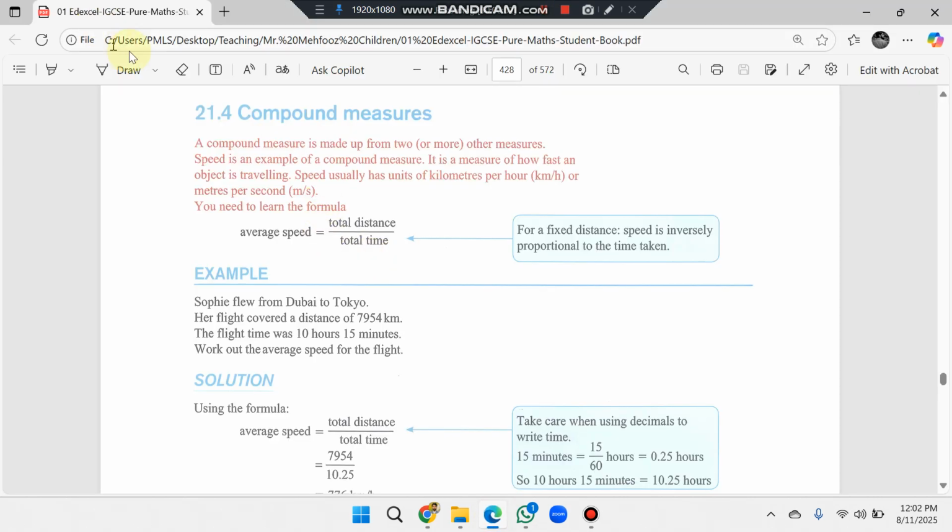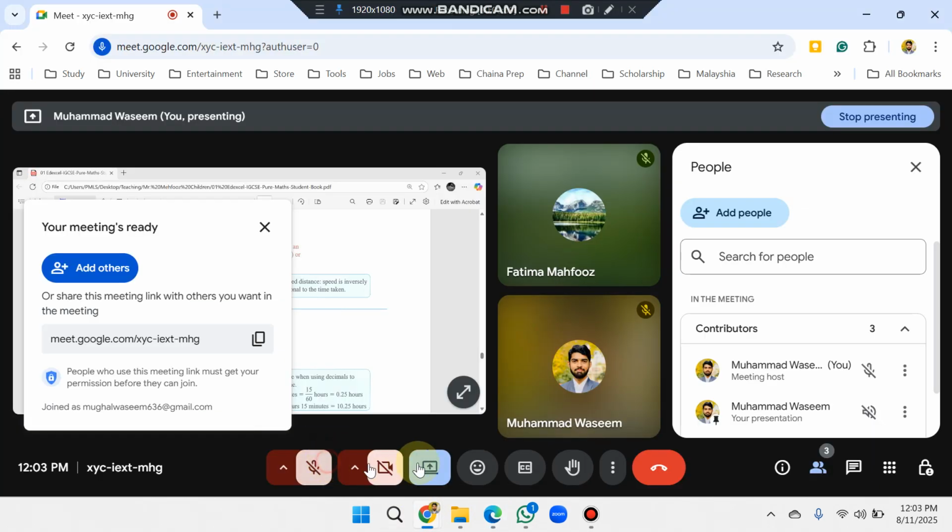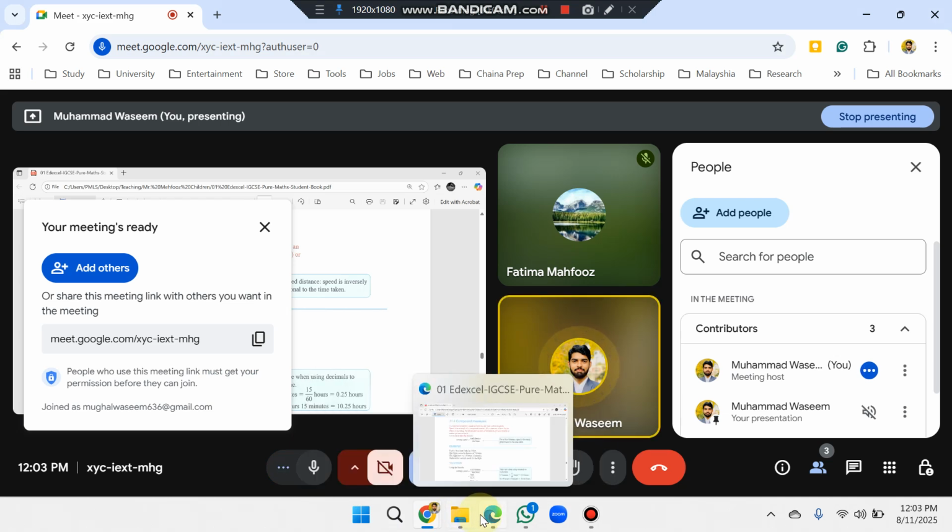Our topic is about compound measures. Our today's topic is about compound measures.